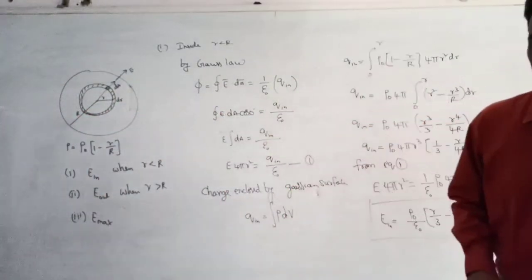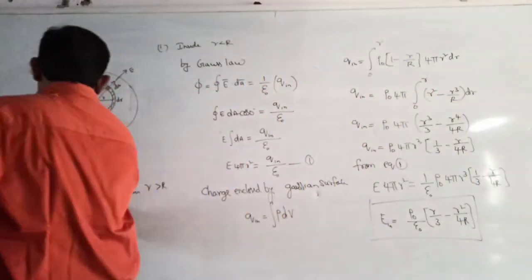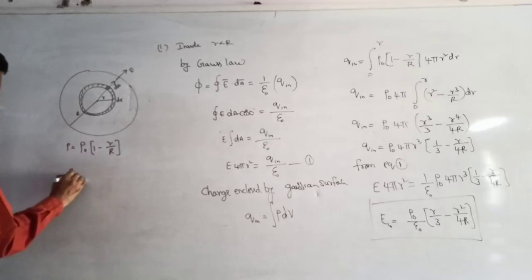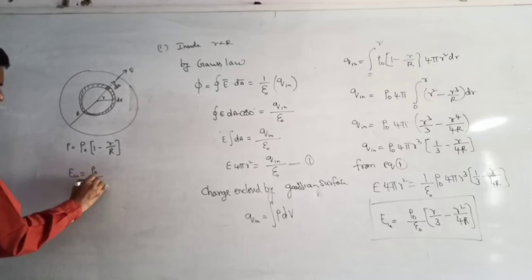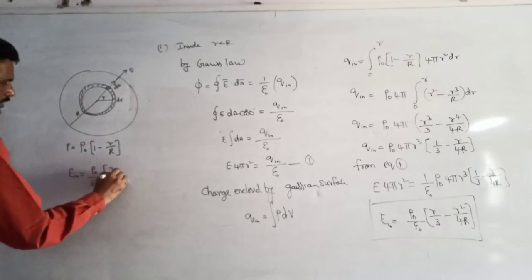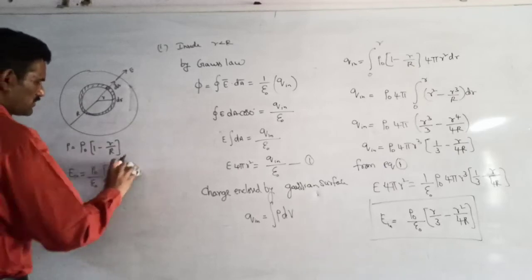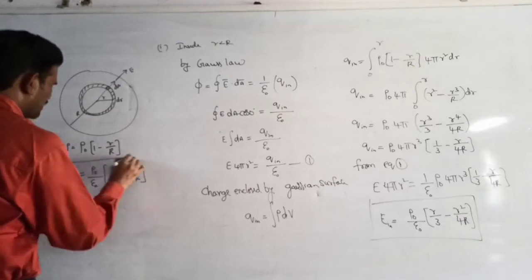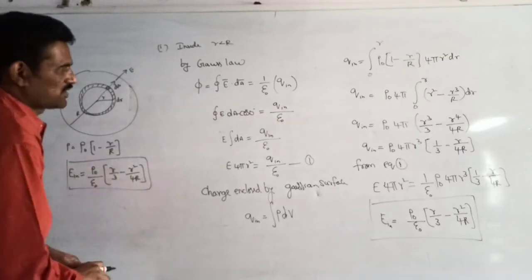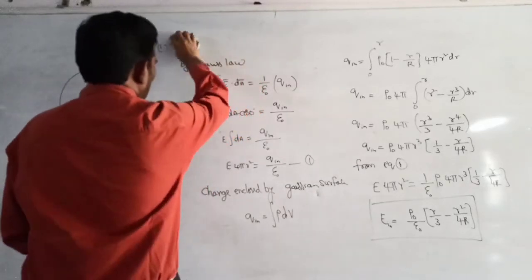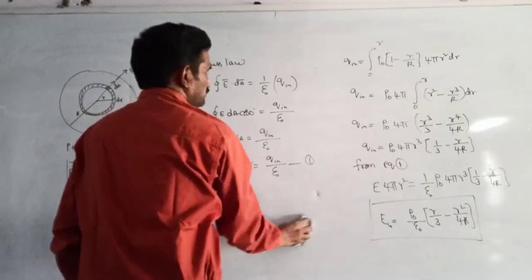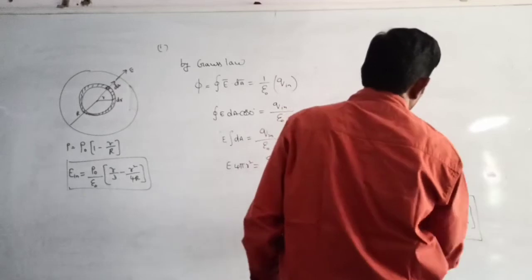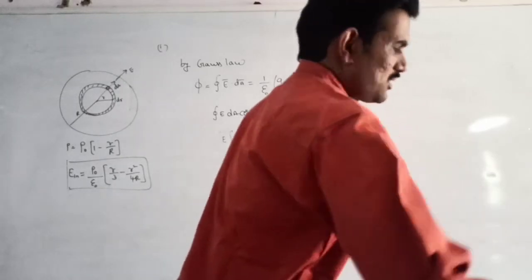So similarly, let us see for the outside here. I will write the expression for the inside here, so that we can find the maximum value. So rho naught by epsilon naught into r by 3 minus r square by 4R. So this is our inside expression. Now similarly let us see our outside calculation here. For outside also everything will be the same. Just in the Qin calculation, we need to change the limits. Right? So let us see this.